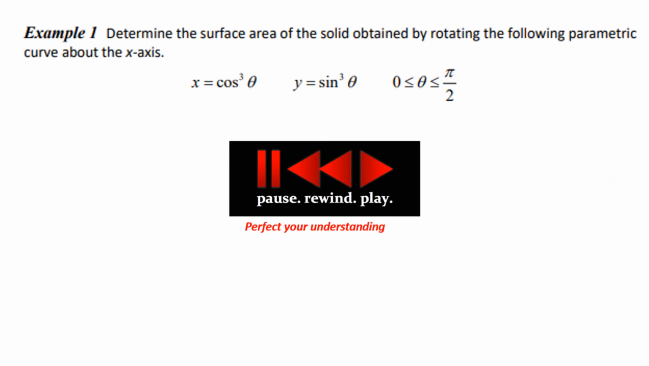Here's another example, maybe more interesting for you to do. Determine the surface area of a solid obtained by rotating this parametric curve. This is x equals cosine cubed theta, y equals sine cubed theta, and theta is the parameter, and theta runs from 0 to pi over 2. You know what to do. Let's see how you did.